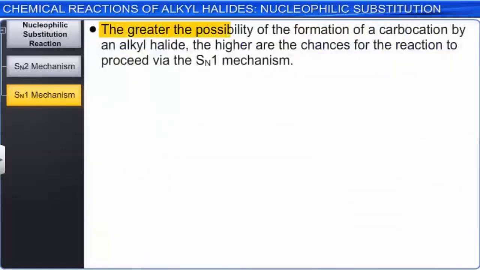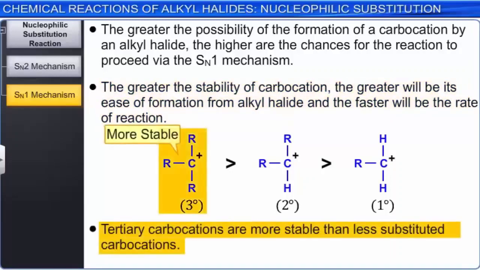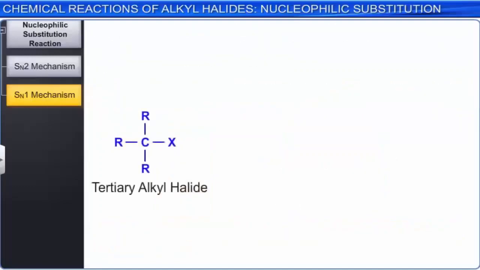The greater the possibility of the formation of a carbocation by an alkyl halide, the higher are the chances for the reaction to proceed via the SN1 mechanism. Further, the greater the stability of the carbocation, the greater will be its ease of formation from the alkyl halide and the faster will be the rate of reaction. Thus, due to the greater stability of tertiary carbocations, tertiary alkyl halides readily undergo SN1 reactions.